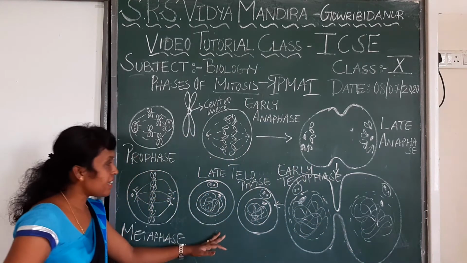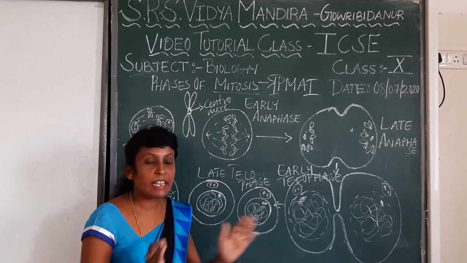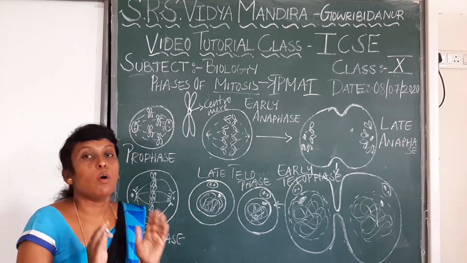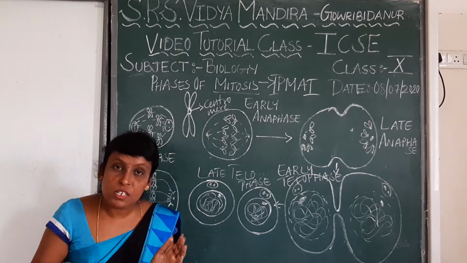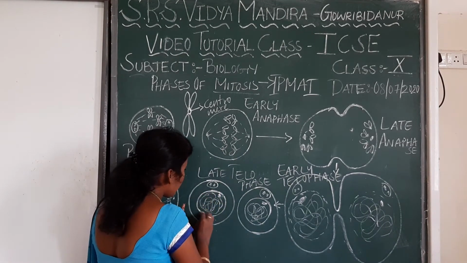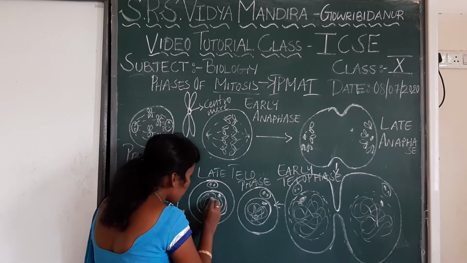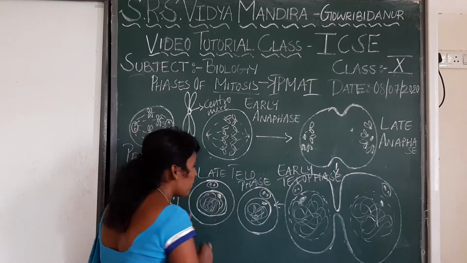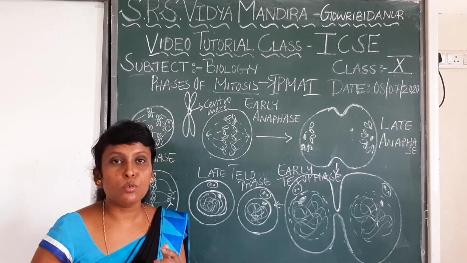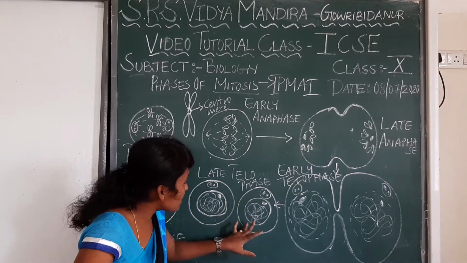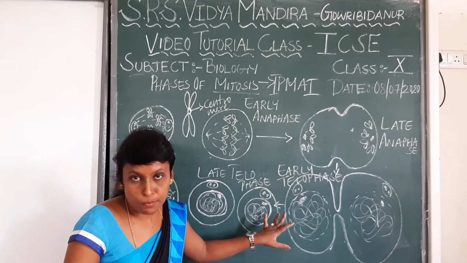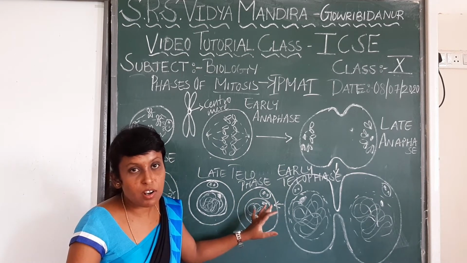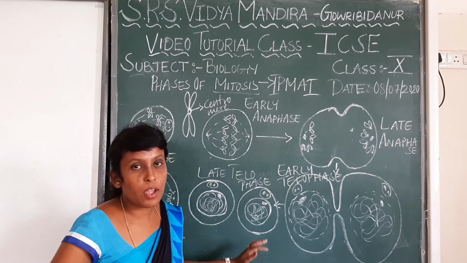In the late telophase, what happens? It completely divides into 2 new daughter cells. The nuclear membrane becomes prominent, the chromatin fibers become prominent, the nucleolus becomes prominent, and the centromere will reappear. It will give rise to 2 daughter cells, and the cytoplasm has also been completely divided. Karyokinesis also ends here. Understand? These are the phases of mitosis.